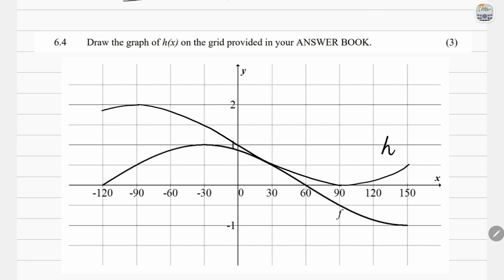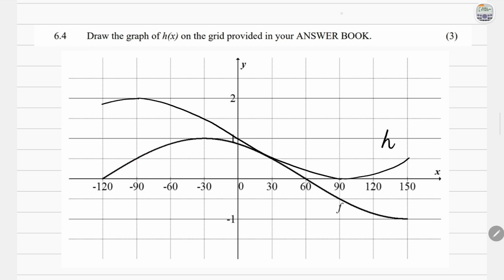Okay, and that is it for this question. Moving on to the next question.